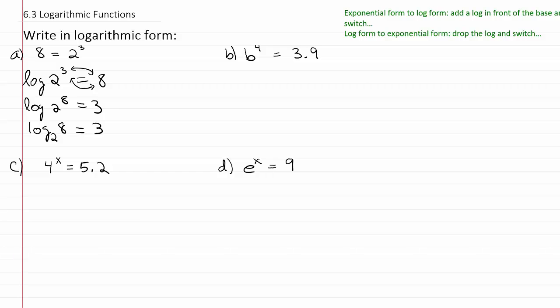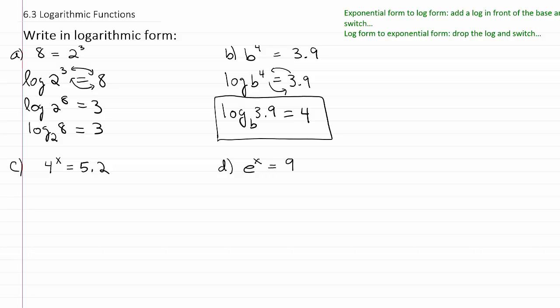Okay, so let's go back to doing this procedure for problem B now. If you look at b to the 4th is equal to 3.9, again, to switch into log form, you're going to add the log in front of the base. And then you're going to switch these two positions. When you switch these two positions, you have log of 3.9 base b is now equal to 4, because the 4 went over to the other side and the 3.9 came out to join the b and the log. So there's your answer for this one in log form: log of 3.9 base b is equal to 4.